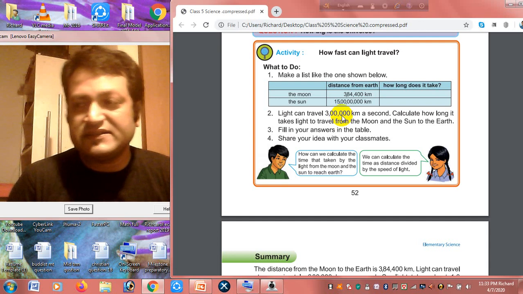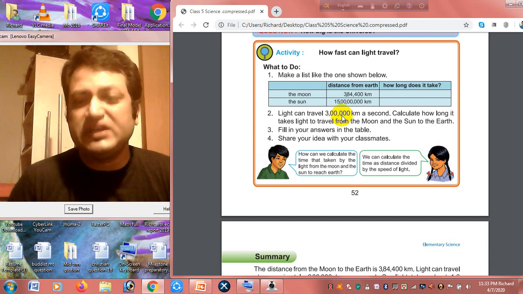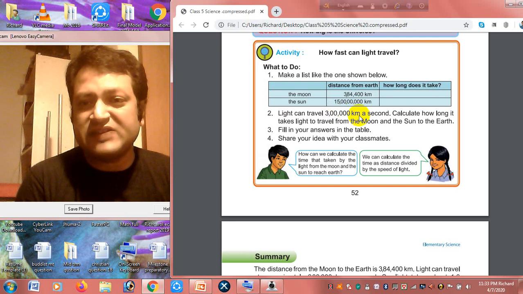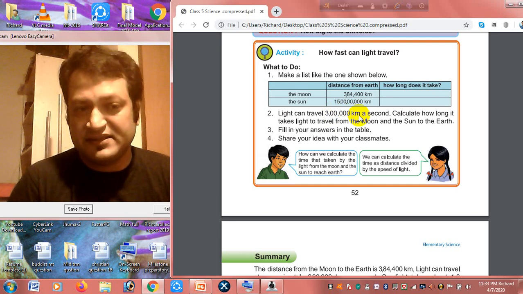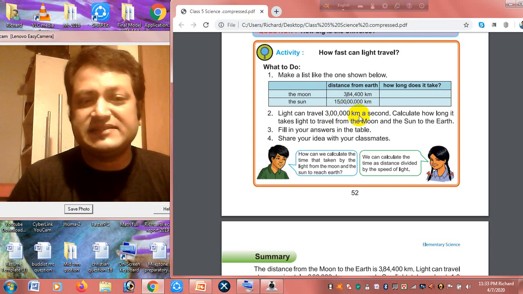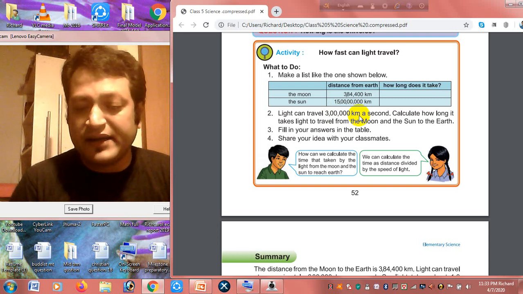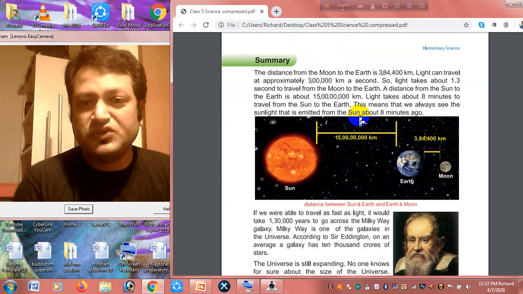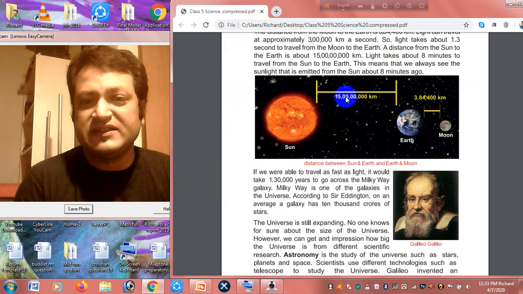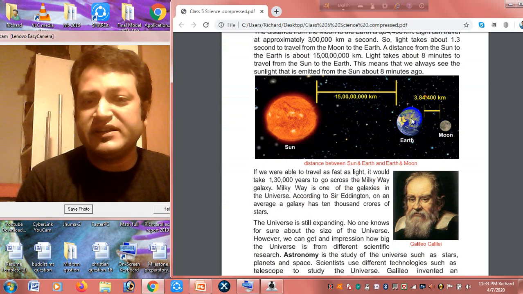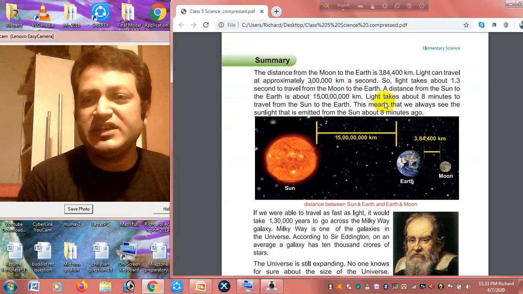Yes, you are absolutely right. Light can travel 3 lakh kilometers per second. If we want to say it in miles, it is 1,86,000 miles per second. So just look at this. From Sun to Earth, it is 15 crore kilometers, and from Earth to Moon, it is 3,84,400 kilometers.